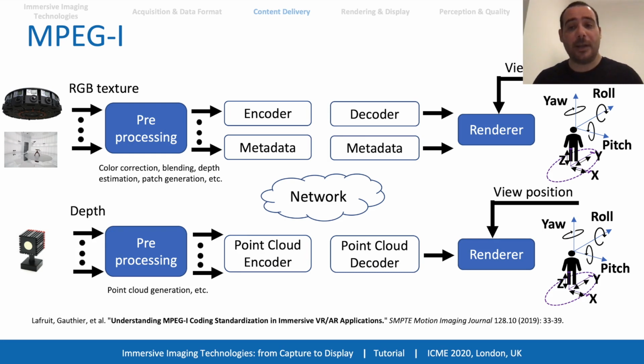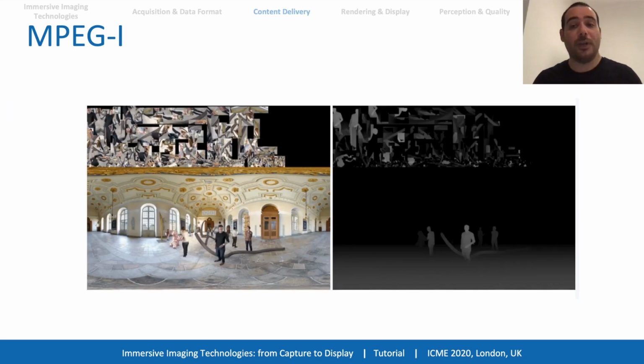The metadata can be a collection of disocclusion patches, as can be seen on the top of the video. This metadata can be used for view synthesis to improve the rendering quality.